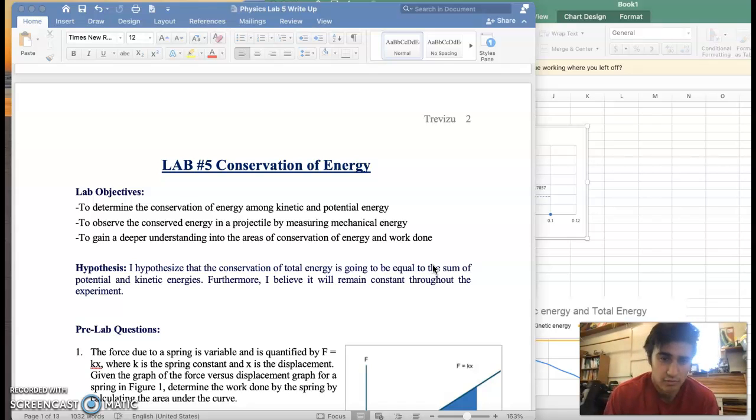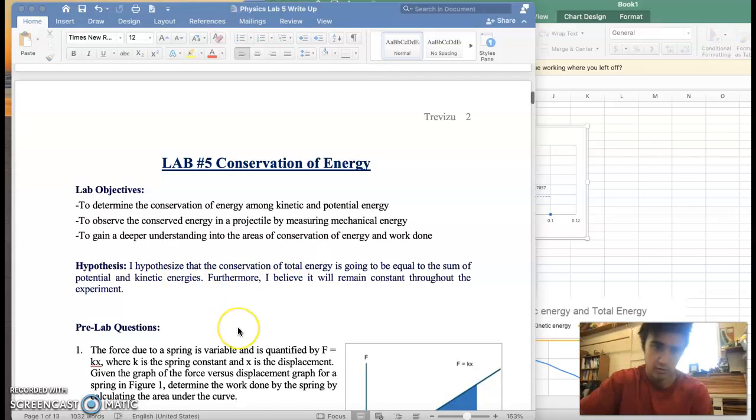Conservation of energy among kinetic and potential energy. To observe the conserved energy in a projectile by measuring mechanical energy, to gain a deeper understanding into the areas of conservation of energy and work done. My hypothesis was that the conservation of total energy is going to be equal to the sum of the potential and kinetic energies. Furthermore, I believe it will remain constant throughout the experiment.